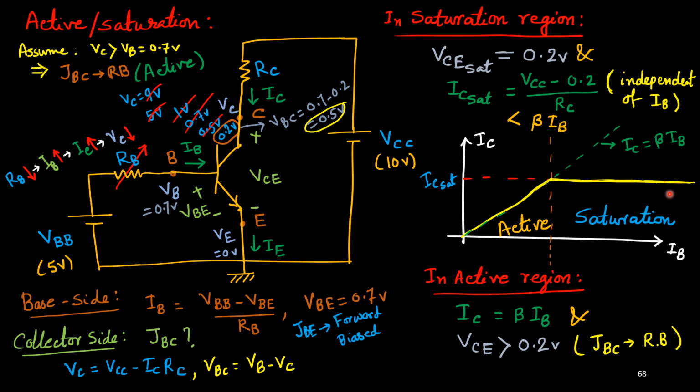Okay. So I can say that this region up to this one is your active region or the linear region. It is also called linear region. And this side is called saturation region. In saturation region, both the junctions are forward biased. In the active region or linear region, base emitter junction is forward biased and base collector junction is reverse biased. There we get one linear equation, IC is equal to beta IB. But in saturation region, this is not true. You'll get only maximum current IC sat, that equals VCC minus 0.2 upon RC, right?